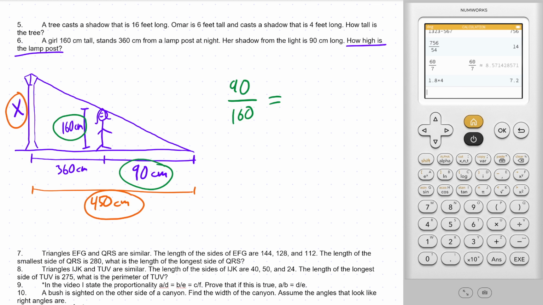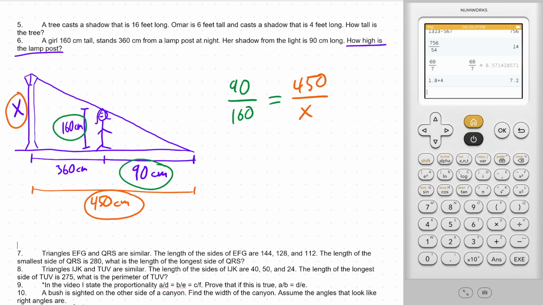And so the side corresponding to 90, the bottom, is 450. And the side corresponding to 160 is X, the thing we're trying to solve for. Okay, so that right there is the proportionality statement. I've done all the hard work. I'm going to let you finish this problem and solve for X.